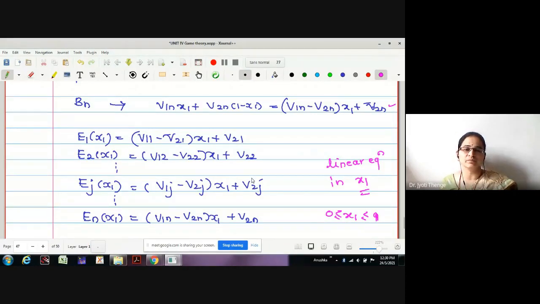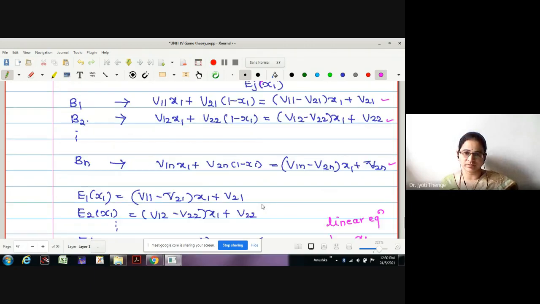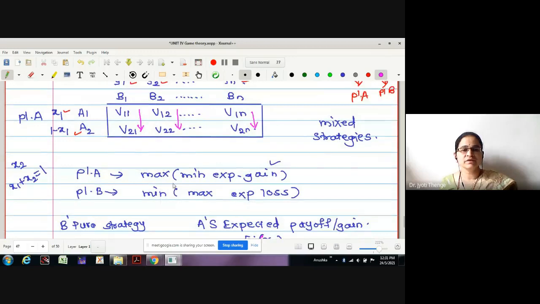This means we are not going to use our general two-dimensional plane, x-axis and y-axis. We will represent it in a different form, because we know the values of x1 lie exactly between 0 and 1. Is it clear to everyone? Is there any doubt up to this? For 2 by n games we were discussing this payoff matrix and these probabilities with respect to player A. First we calculate the expected gain, then we find the minimum expected gain, and then we go for the maximum. This is the idea of the maximin criterion, right?